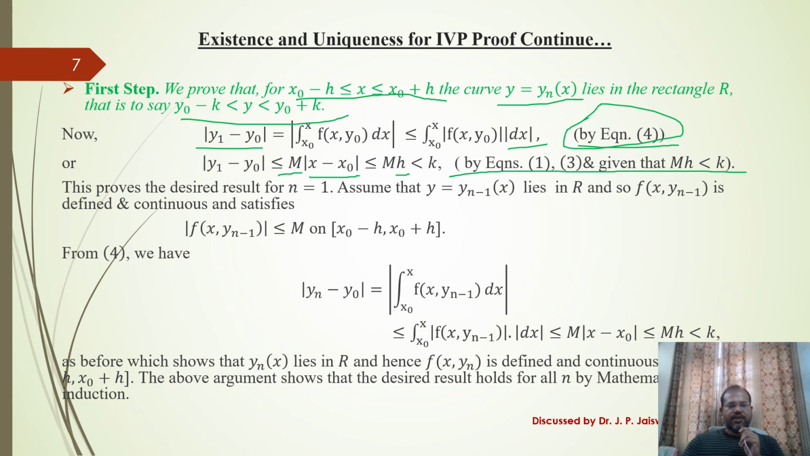Now I try to prove the result is true for some general n, assuming it for yn-1, so this is by condition. Now I use the Picard relation for n. So mod of yn minus y naught, and this is the integration. I again put the mod inside, then it becomes less than or equal to, and it is again less than M by the given condition, and the integration of mod dx is x minus x naught, so less than or equal to k. So we have seen mod of yn minus y naught is also less than k, so y lies between y naught minus k and y naught plus k for any approximation.